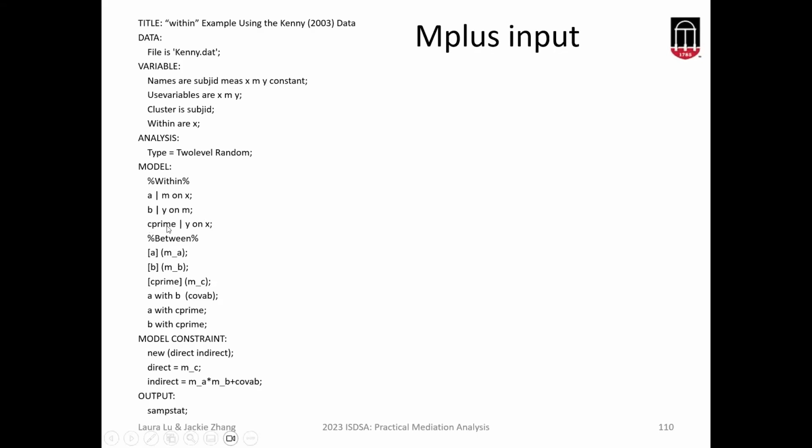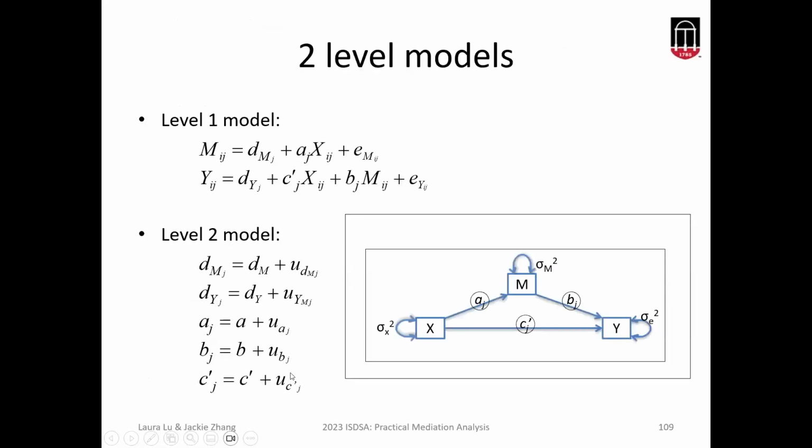We also have C prime, Y on X. So these are three random effects at level 1, within level 1. And then we have the between part. Let's look at the second equation, the level 2 equation.